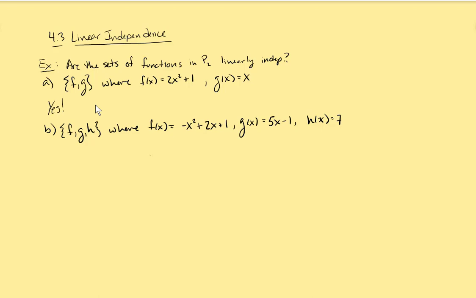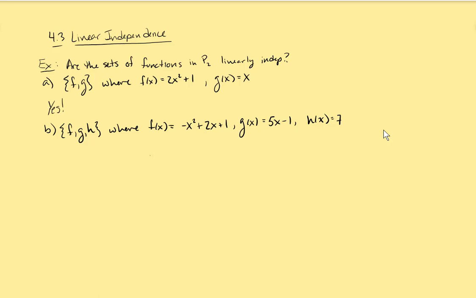You can go through the actual process that you'll see in part B for determining the answer kind of systematically. But I think this is one where we can look at it and just say, yes, these are linearly independent if we think pretty critically. If you have trouble figuring out that leap there, feel free to get in touch and we can talk about it. But I'm going to jump to part B so you can see the systematic way you can handle it. In part B, we have three functions, f, g, and h, where f of x is negative x squared plus 2x plus 1, g of x is 5x minus 1, and h of x is 7. So the question is, are these three functions linearly independent?